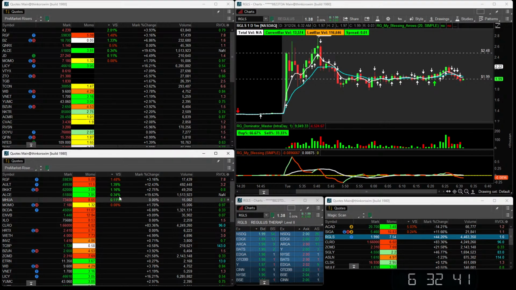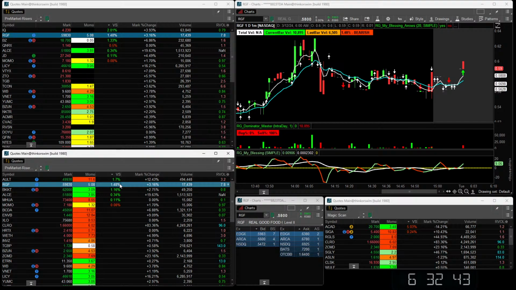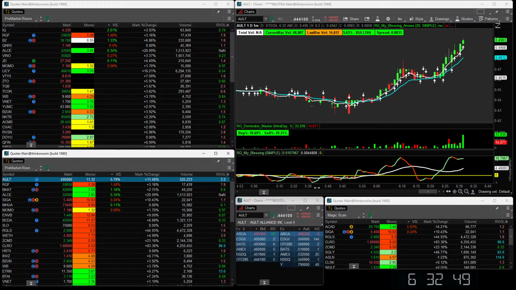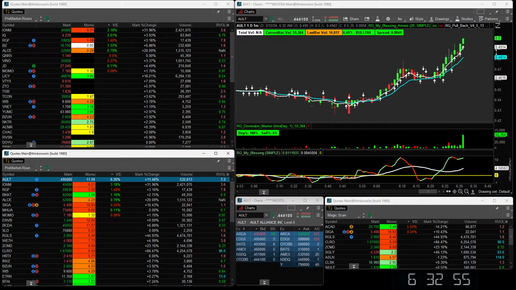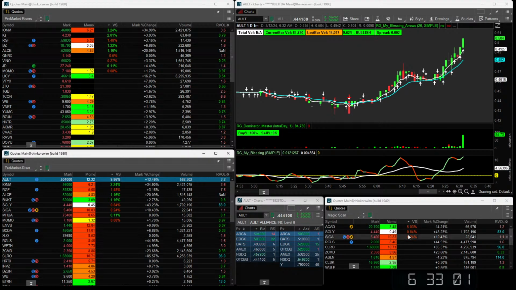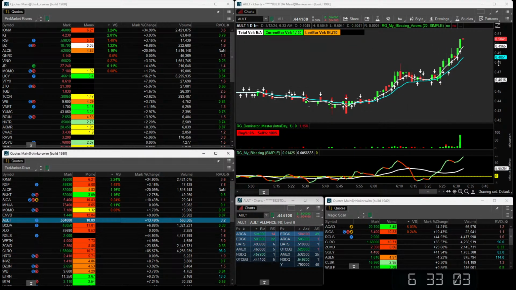Nothing quite moving. I'm seeing a little bit of movement here. AULT, 50-cent stock. I won't be playing it. Got to continually watch that scanner here in all 3 columns for anything that's moving.